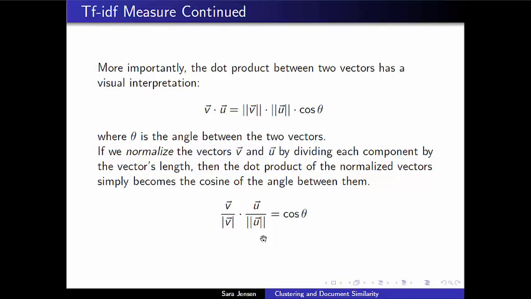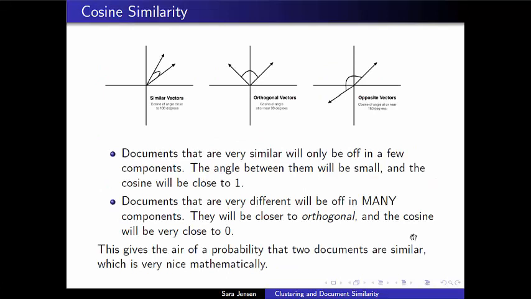And when we compute this dot product then between unit vectors that point in the same direction as our original vectors, what we end up with is the cosine of the angle between those two vectors. So let's take a look at a picture to help us visualize some different things that could happen in two-dimensional space.